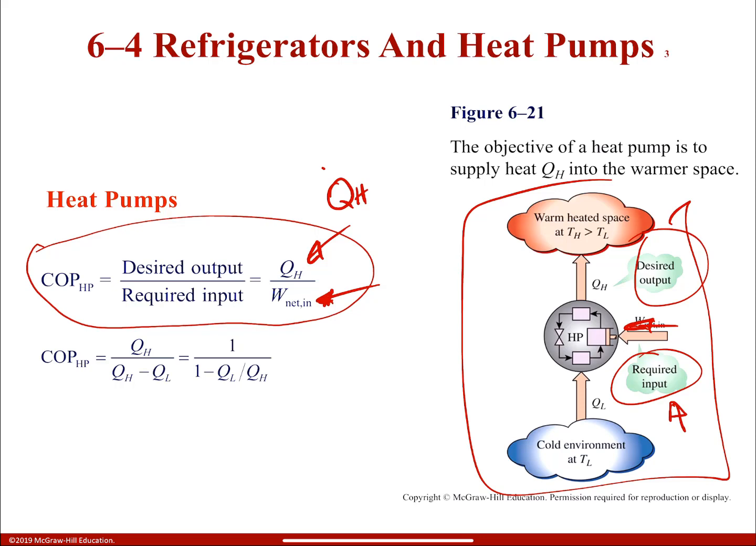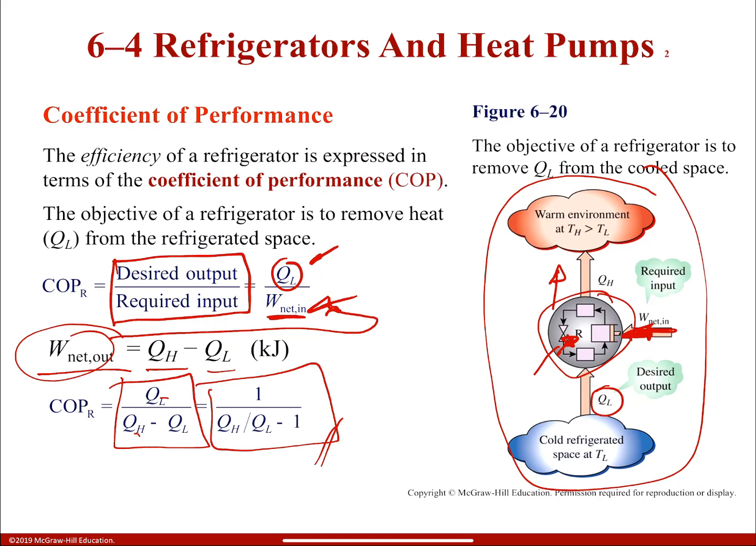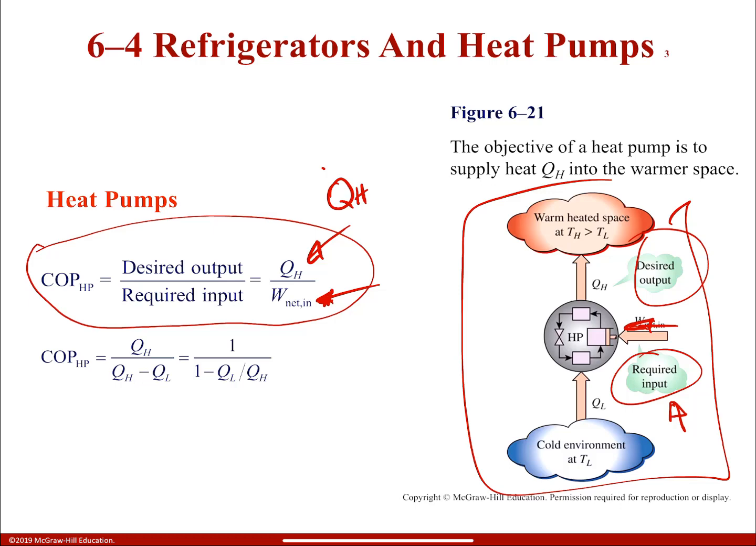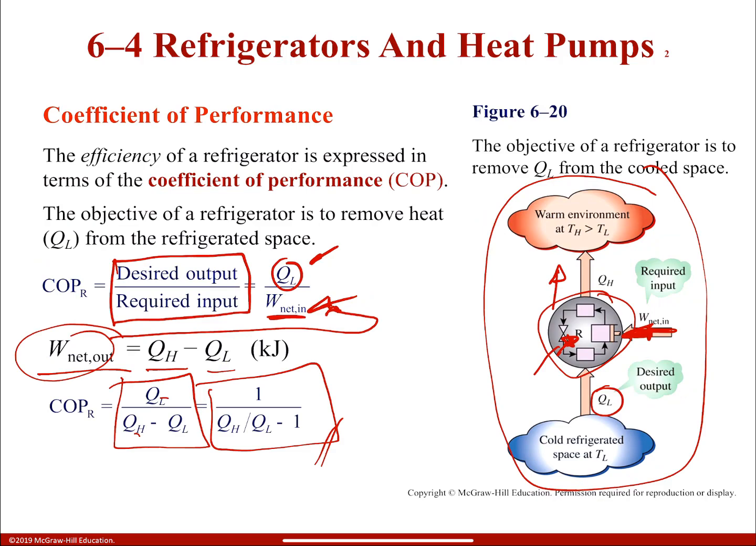So in the refrigerators, the coefficient of performance was QL over the net amount of work, but now it's gonna be QH over the net amount of work, okay? The only thing that will change will be QH. And that will bring us to the Clausius statement. So the first one, the one that we defined before, was the Kelvin-Planck statement. So now we go to the other statement, which is the Clausius statement.